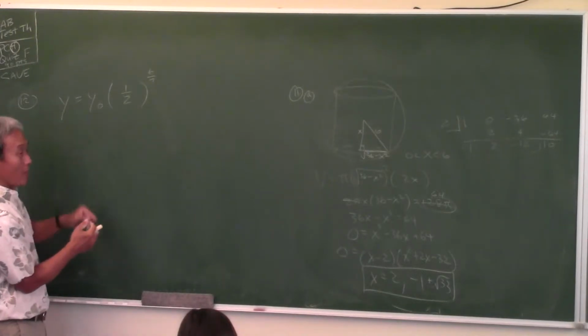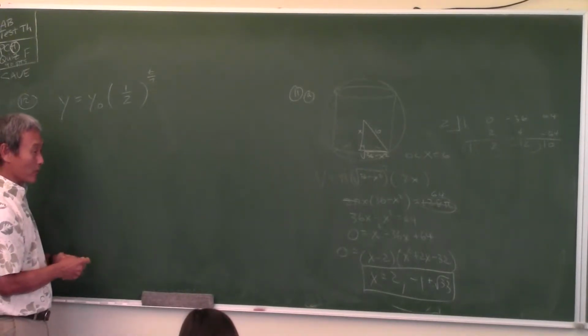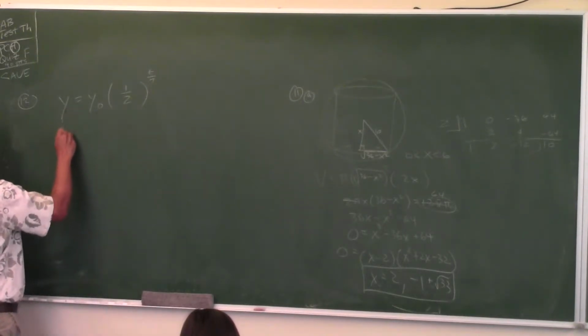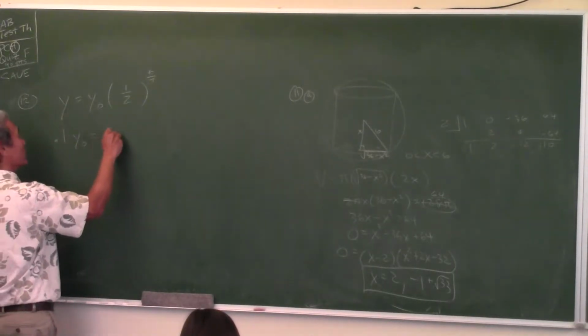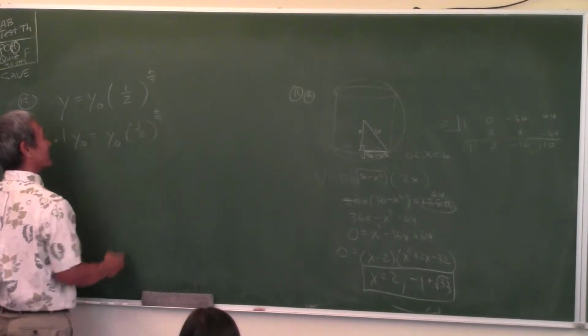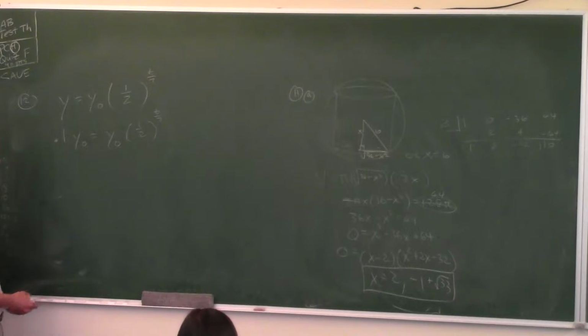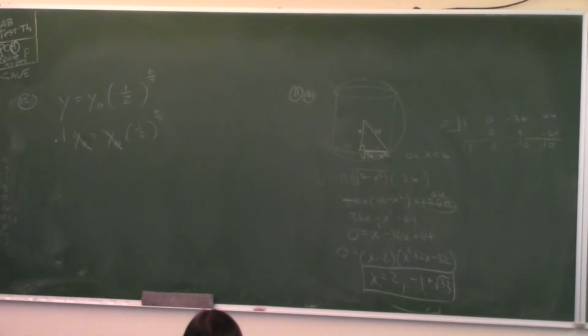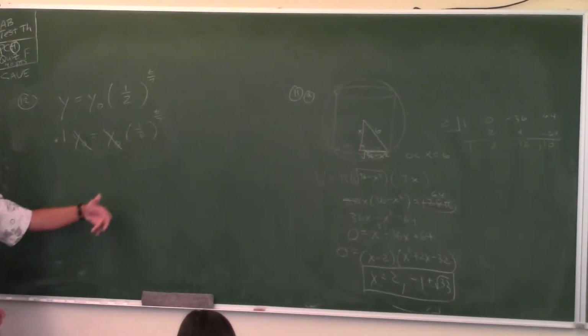So 10% of y naught is 0.1 y naught, right? Where do I plug that in? You plug it in for y. So 0.1 y naught is equal to y naught times 1/2 to the t over 7. And can you see why it doesn't matter what the initial population is? Because it cancels out. It doesn't matter what it is. So all you have to do now is solve for t.